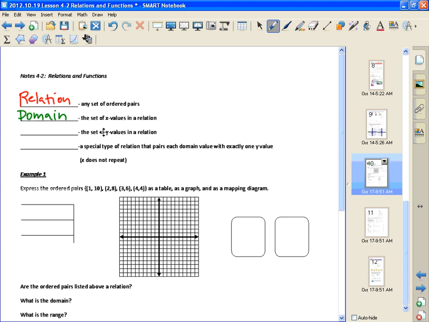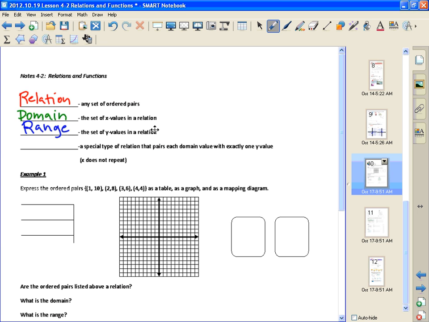Your next word is range. Can you just point in the general direction of it? Or you can move my card out of the way if you want to. Okay, there's range. Legend pointed at range. And the reason that it's over there on the right side in the Y column is because range is the set of Y values in a relation.